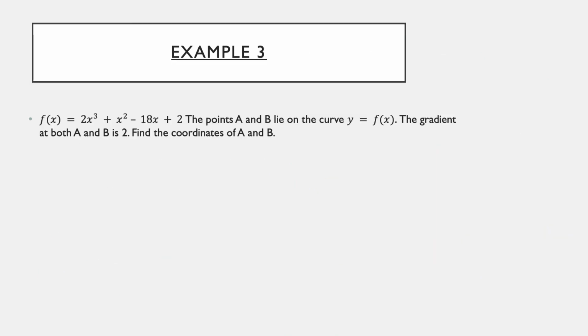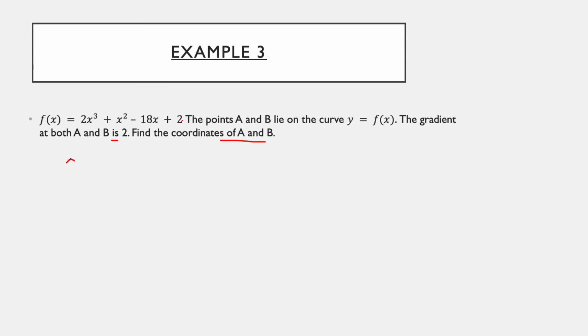Right, guys, a few more examples. Okay, example number 3. So we've got a function here, f of x equals 2x cubed plus x squared minus 18x plus 2. The points A and B lie on the curve y equals f of x. The gradient at both A and B is 2. Find the coordinates of A and B.